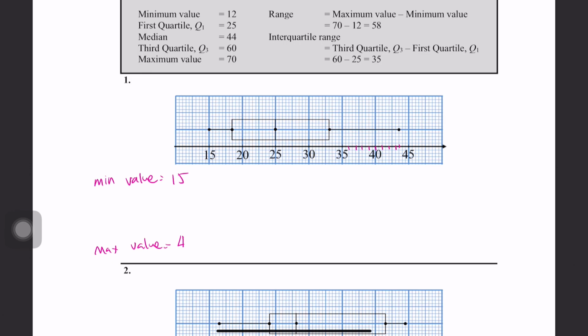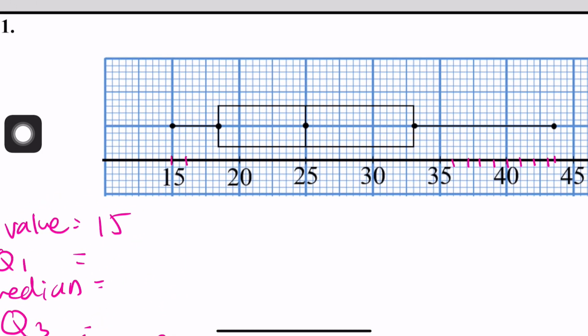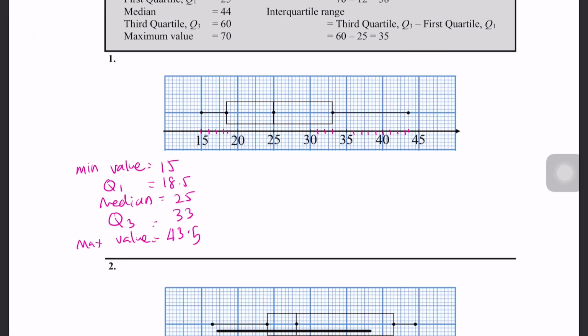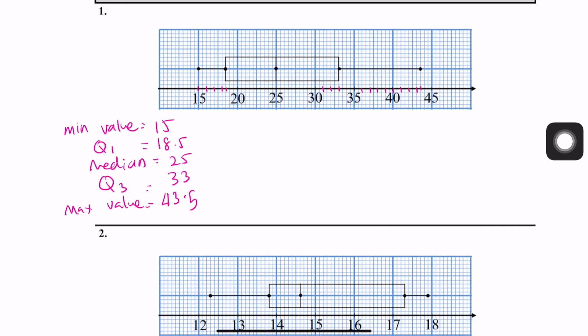So 43.5 is the maximum value, and then we need to find first quartile, median, and third quartile. So first quartile is this one, 15, 16, 17, 18, 18.5. So 18.5. Median is 25. And third quartile is 30, 31, 32, 33. Please make sure you know how to read the grid. You're from Form 4 already. No excuses. You don't know how to read the grid.